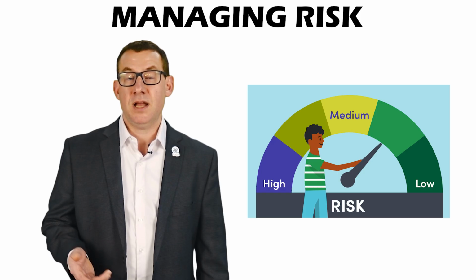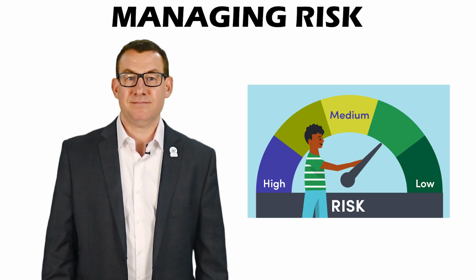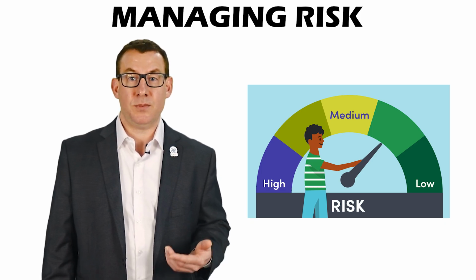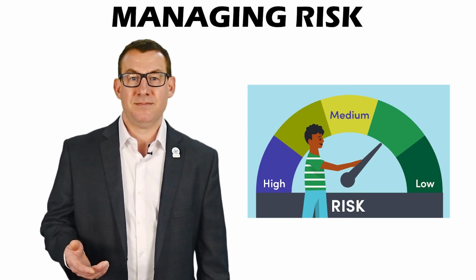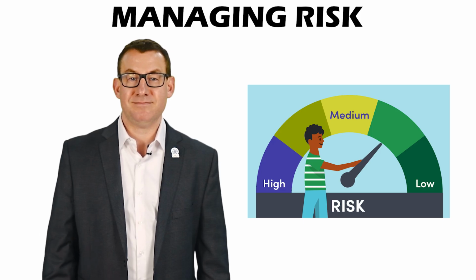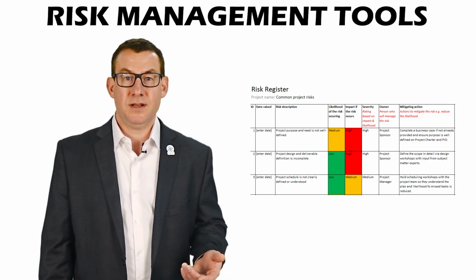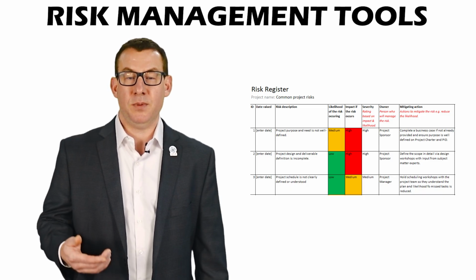Transference. Transference shifts the impact to a third party. Mitigation. Mitigation reduces the probability or the impact of the risk. Acceptance. Acceptance is acknowledging the risk without special action. Risk registers and probability impact matrices help prioritize risks and plan responses.